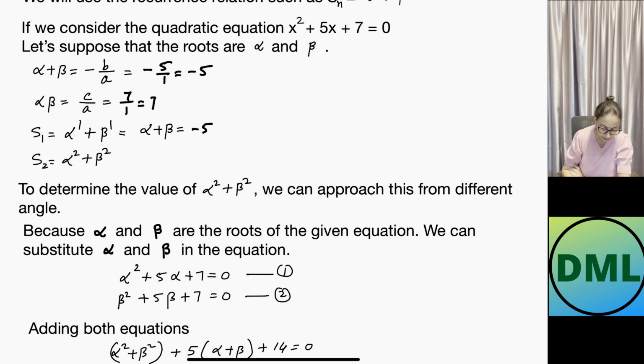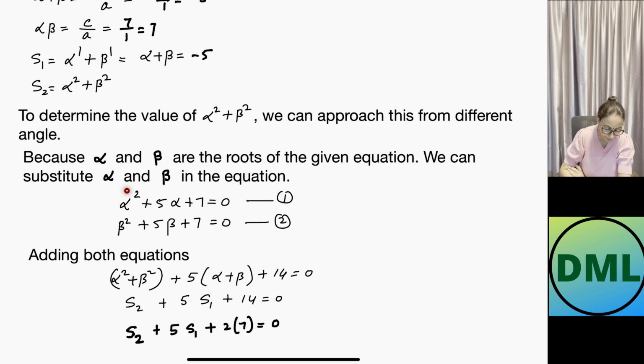If I add both the equations, I will get alpha square plus beta square, plus 5 is common, and it will be written as alpha plus beta, plus 7 plus 7 is 14, which is equals to 0. This alpha square plus beta square is basically S2. Replace this with S2 plus 5. Alpha plus beta is basically S1. Replace this with S1 and this 14 is equal to 0. This equation will be written as S2 plus 5 S1 plus 2 times 7 is equal to 0.